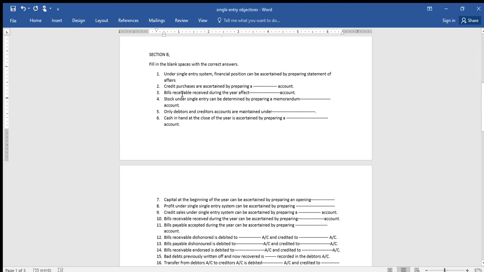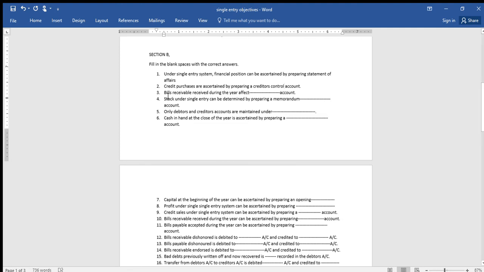Then question 2, credit purchases are ascertained by preparing the total creditors account or the creditors control account, also known as the accounts payables control account.